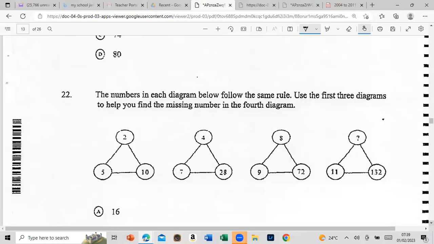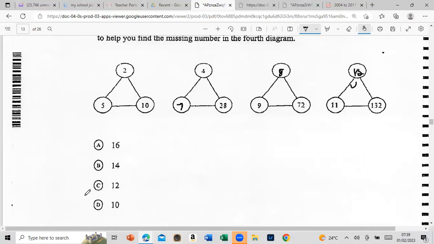All right, 22 now. The numbers in each diagram below follow the same rule. Use the first 3 diagrams to help you find the missing number in the 4th diagram. So you have 2, 5, 10; 4, 7, 28; 8, 9, 72. What times 11 gives you 132? That will be 12. All right, so our answer for that would be 12.